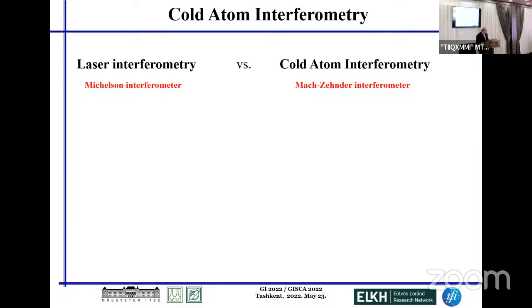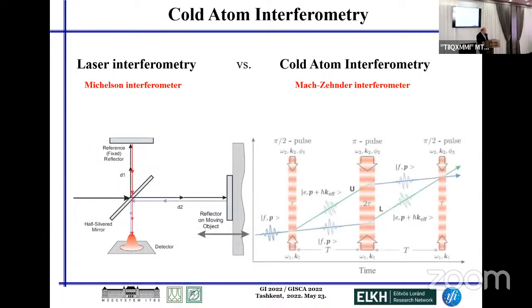Yes. Just a quick comparison of a laser interferometer and a cold atom interferometer. In the case of a laser interferometer, a light signal goes into the system and is halved by a half-silver mirror. One half goes to the reference reflector and enters the detector. The other half goes in line and is reflected back by a moving object, and at the detector, interference of the reference light and the moving object's light can be performed, and from this we get very fine information on the motion of the object.